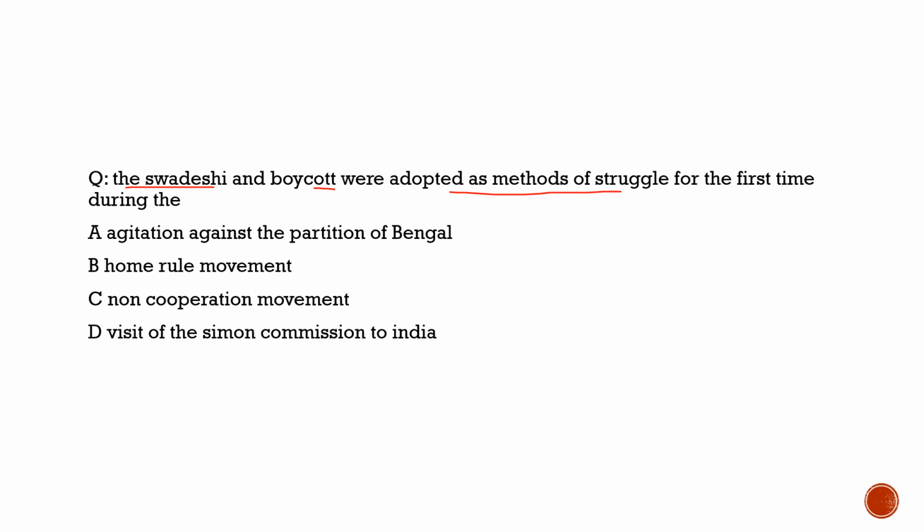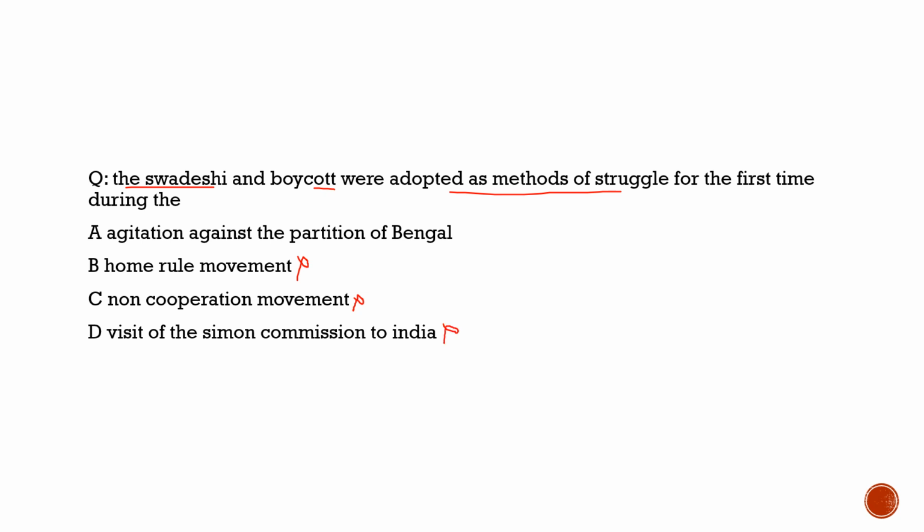Indian people started to boycott, and these methods were used for the struggle during what phase of the British government? Is it agitation against the partition of Bengal? Let's keep it here. Is it the Home Rule Movement? It was introduced way before. Is it the Non-Cooperation Movement? Cooperation was introduced way before, but the non-cooperation movement was the systematic way it was done. Third, the visit of the Simon Commission to India, it was introduced way earlier than this.